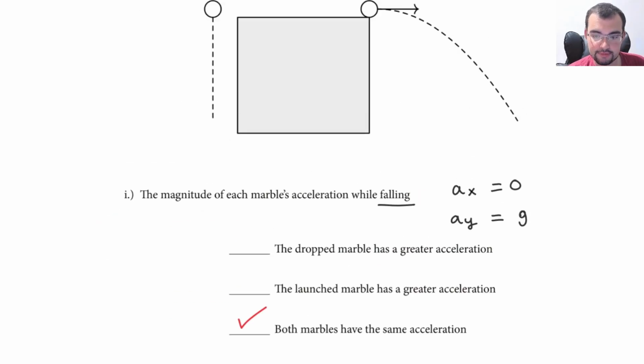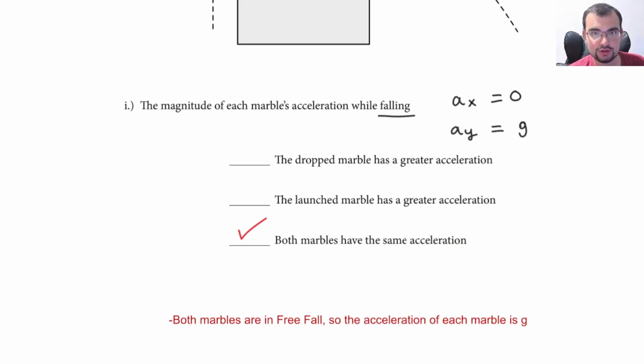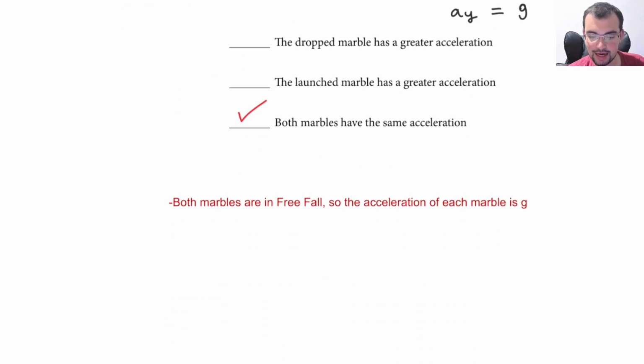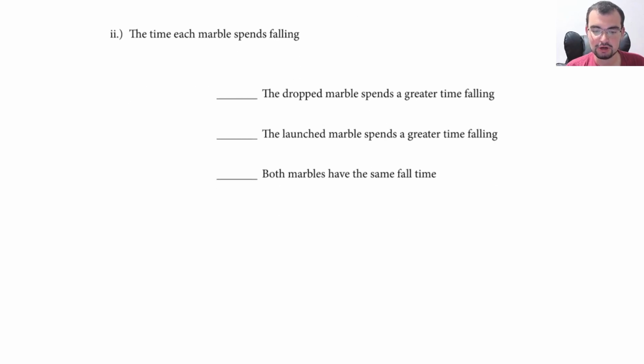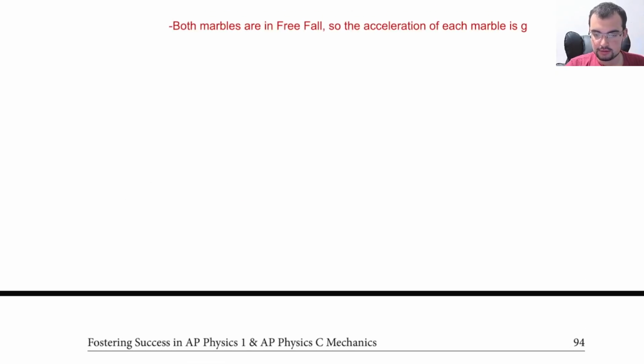That's literally it. I see a falling object. I know its acceleration is g downward. That's all. I don't have to ask any follow-up questions. What about the time each marble spends falling? Well, it's going to be the same, right?